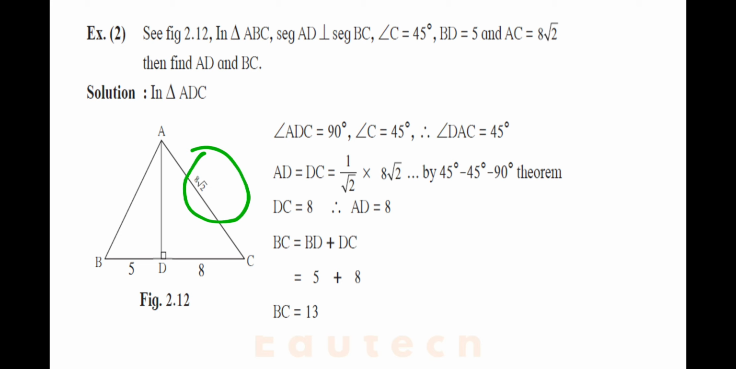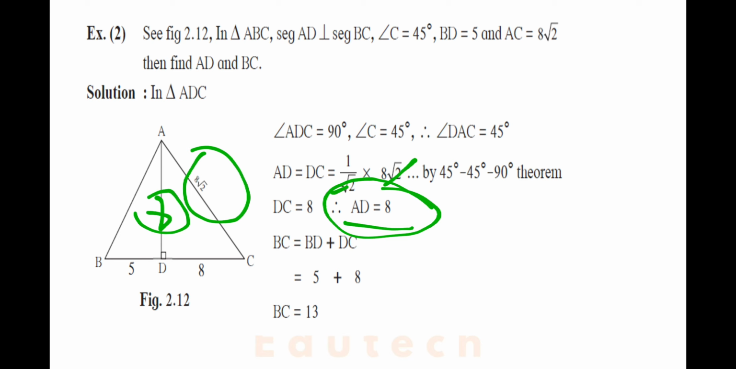So my AD becomes AD equal to DC equal to 1 by root 2 times of 8 root 2. If I multiply, root 2 gets cancelled, so we get AD equal to DC equal to 8. So therefore AD equals 8.